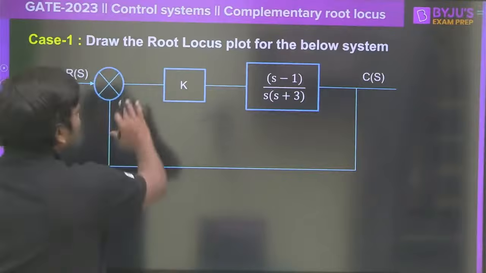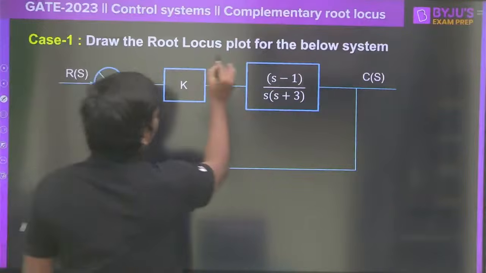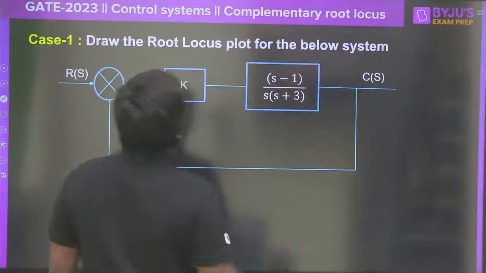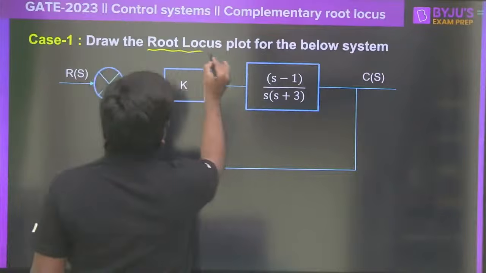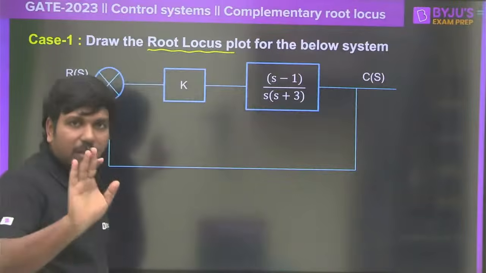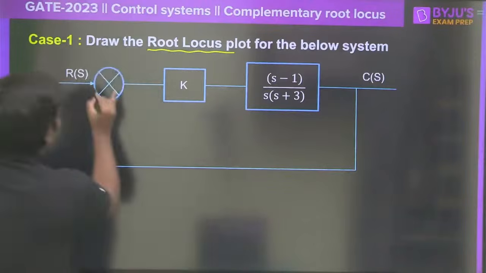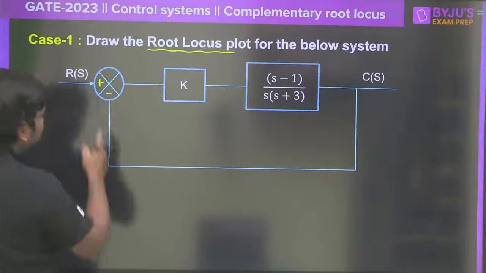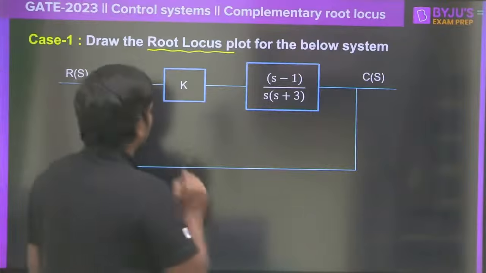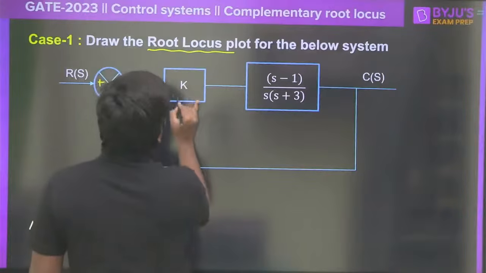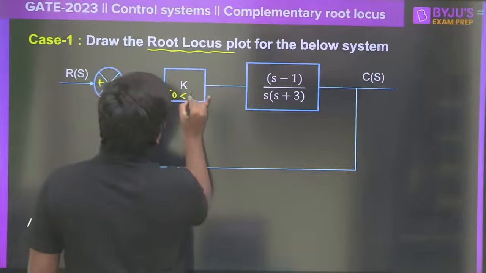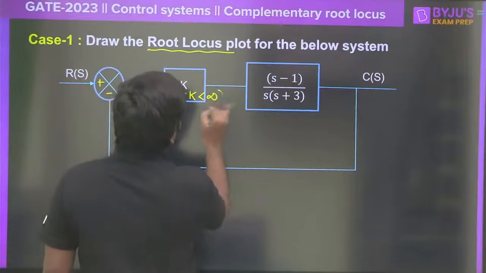Yeah, good evening. So now you see, draw the root locus plot for the below system. When I say root locus plot, by default it would be considered a direct root locus if nothing is mentioned. But let me tell you, I am using negative feedback first. So this is a negative feedback, and I am also giving that K varies from 0 to infinity. That means it is a positive value of K.